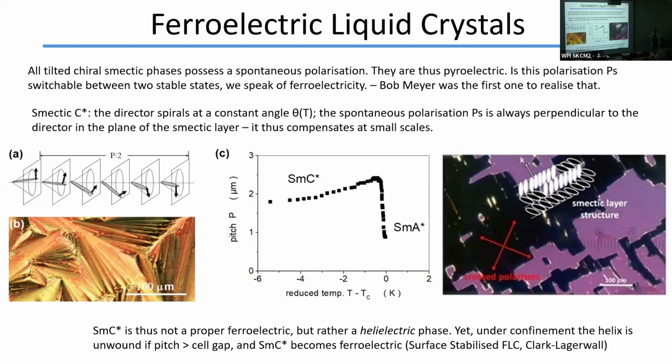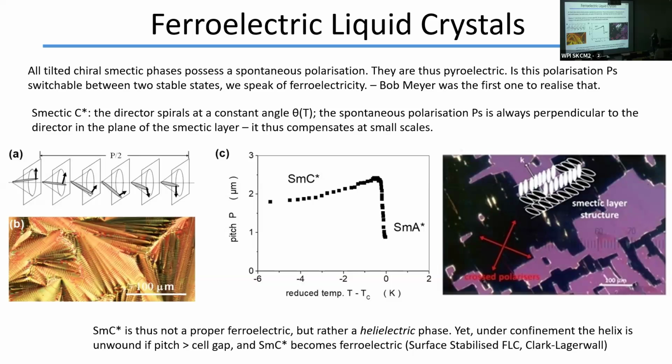And this does happen in tilted chiral smectic phases. Not all of them you can switch, especially the soft crystal phases you cannot, but you can switch smectic C*, for example, or the hexatic phases, smectic I* and smectic F*. You can switch those as well.